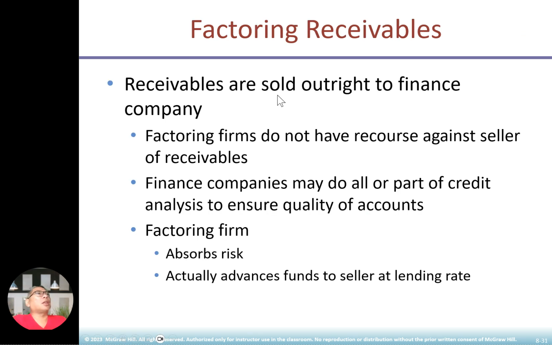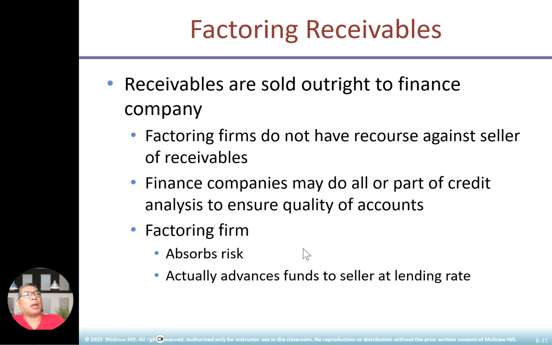Receivables are sold outright to the finance company. Factoring firms do not have recourse against the seller of the receivables. The finance company may do all or part of the credit analysis to ensure the quality of the accounts. So that is basically factoring, basically the good quality name of the company as well as the credit risk. They have to do their own analysis to make sure that when they buy the AR, they are good companies.